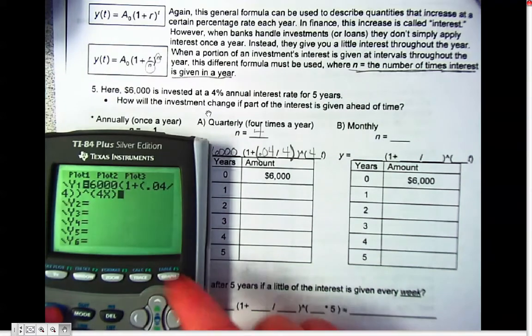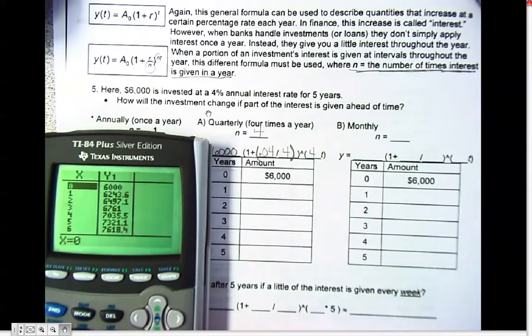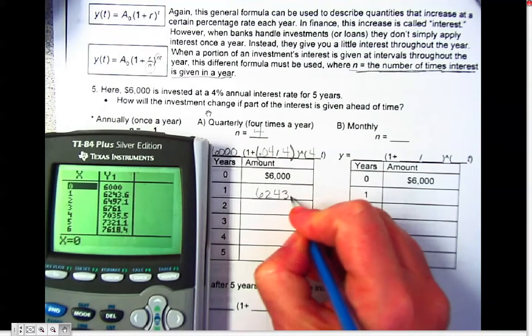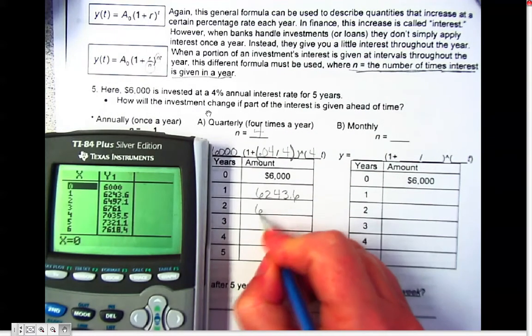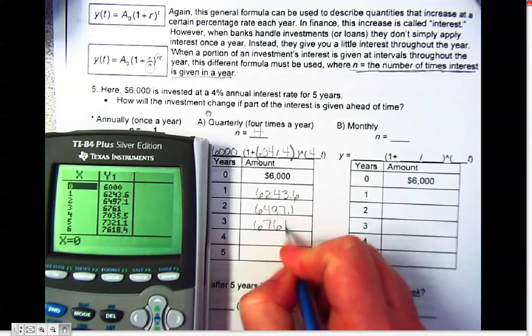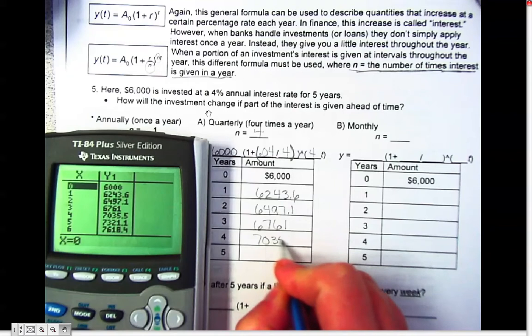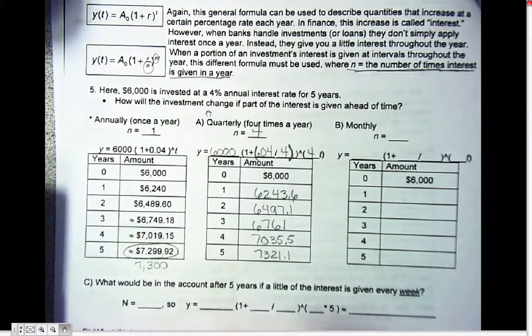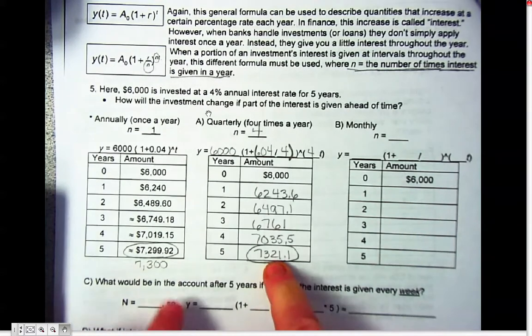And then we'll go to the table. We should have 0, 6,000, and we do. And then we'll write the rest of it down. Okay, so then let's look at the end of 5 years. At the end of 5 years, we've got a little bit more money than we did when we had interest once a year.